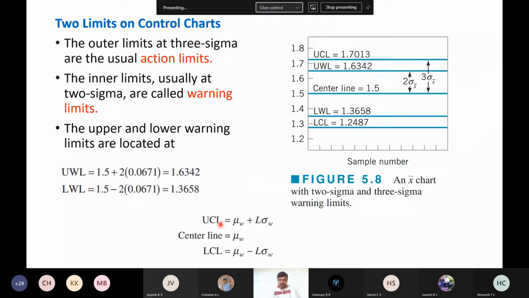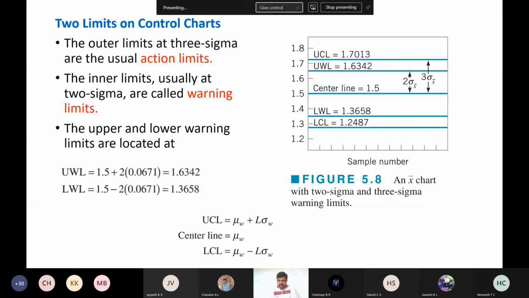Again, using the same formula for the upper control limit, if you take 3 sigma, substitute 3, you will get this value. Again here if you substitute 3, you will get this value. In order to find the warning limits, instead of 3, you are considering plus or minus 2 sigma. The use of this warning limit is, suppose some points go beyond this warning limit, but they are within the control limit like this.